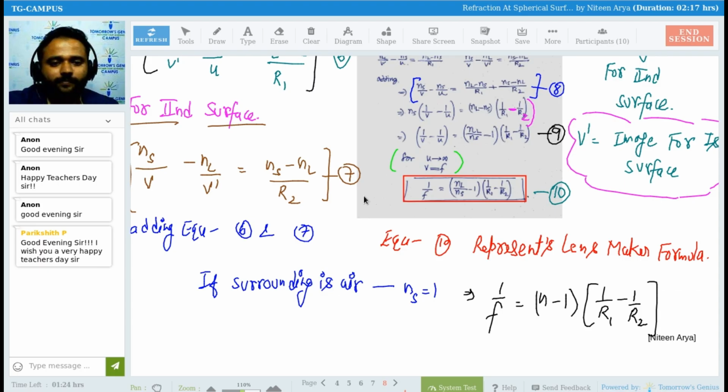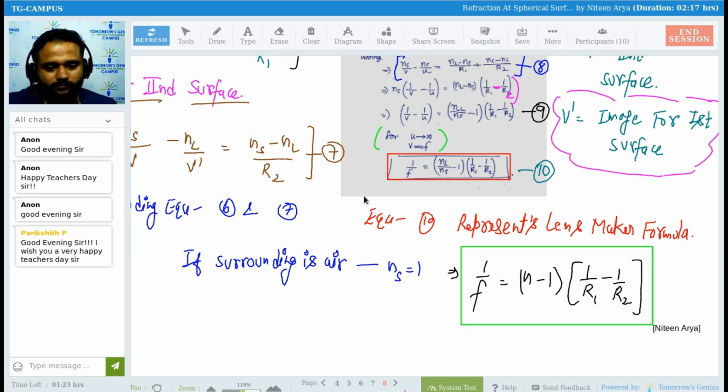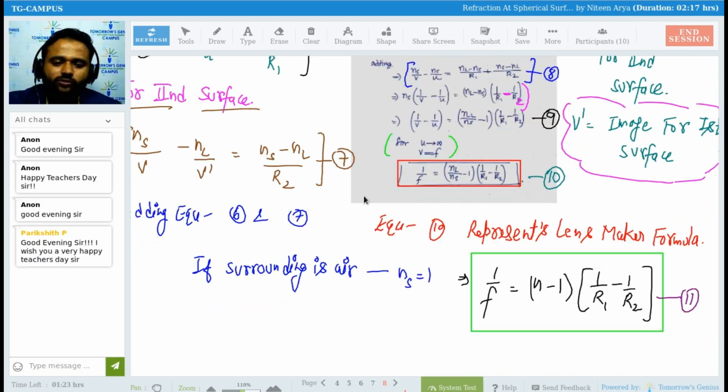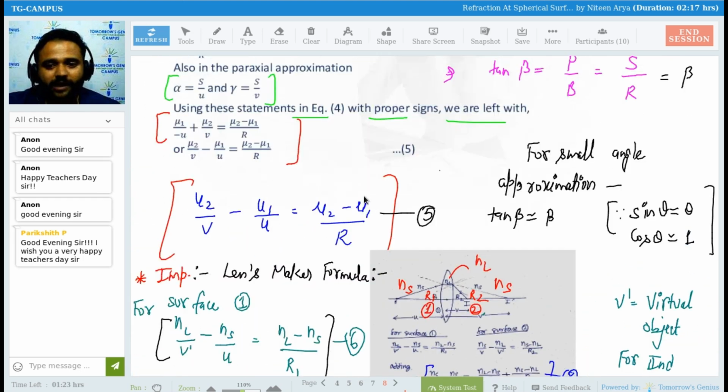So now you can see that equation number 11 is a more simplistic way, which is totally dependent on the radii of the two spherical surfaces from which we can make a lens. And this is your equation number 11. Is this clear? n is the refractive index of the glass. R1, R2 are the radii of curvature for two spherical surfaces which can combine to make a lens. Is this clear? So that is very, very important.